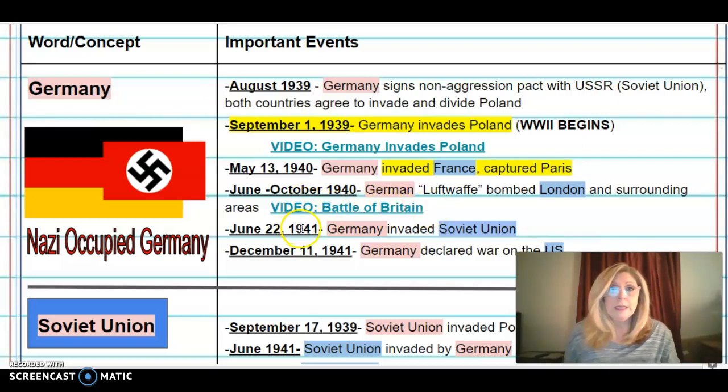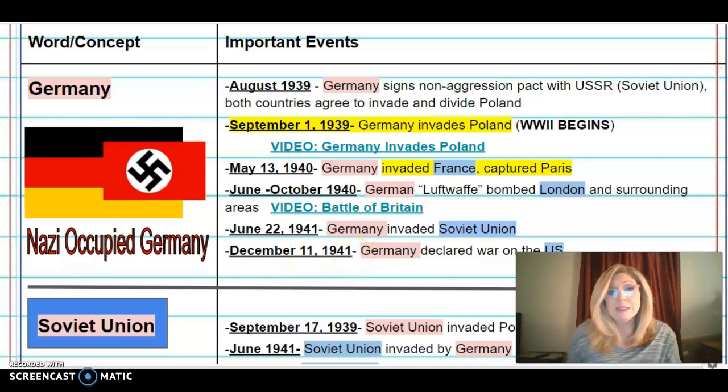On June 22nd, 1941, Germany invades the Soviet Union. So here we had this non-aggression pact where we're supposed to have Germany getting along with the Soviet Union, but the Soviet Union had a lot of resources the Germans wanted, and they realized they needed that in order to win the war. So they think the Soviet Union's weak, and they're actually not. They're able to hold them off, and the Soviets are going to get help from the U.S. doing that.